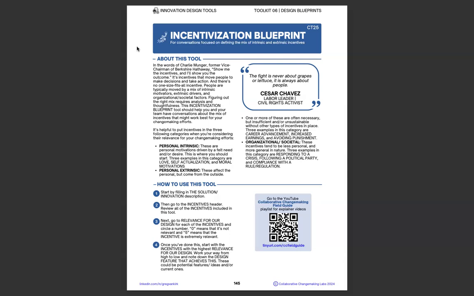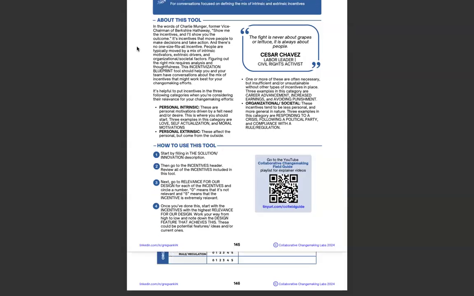Organizational and societal. These incentives tend to be less personal and more general in nature. Three examples in this category are responding to a crisis, following a political party, and compliance with a rule/regulation. Okay, so that's a brief description. We got three kinds. We got personal intrinsic, we got personal extrinsic, and we've got organizational societal.